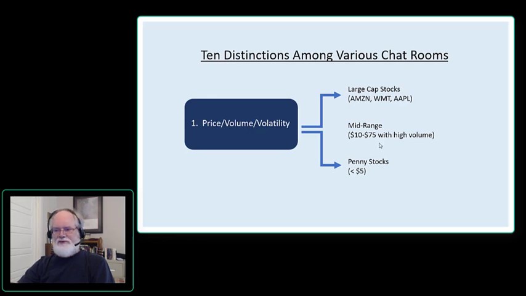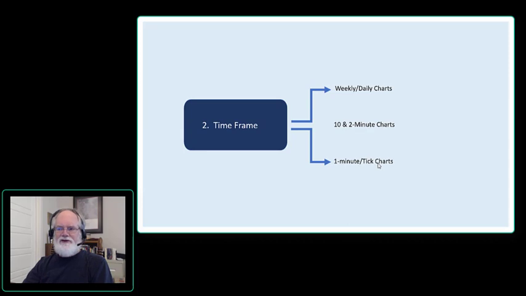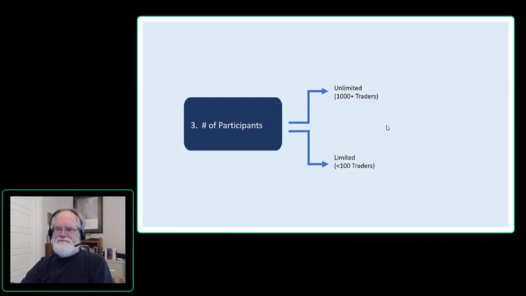And then somewhere in the mid ranges, you have the stocks that are mostly between 10 and 75 bucks that have good volatility and good volume. The time frame. Some people will be looking at weekly, daily charts. Others will be looking at 1 minute or even tick charts, and then some are going to be looking somewhere in the middle for day trading charts.